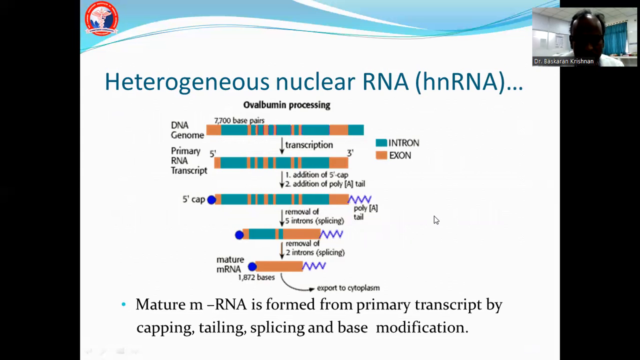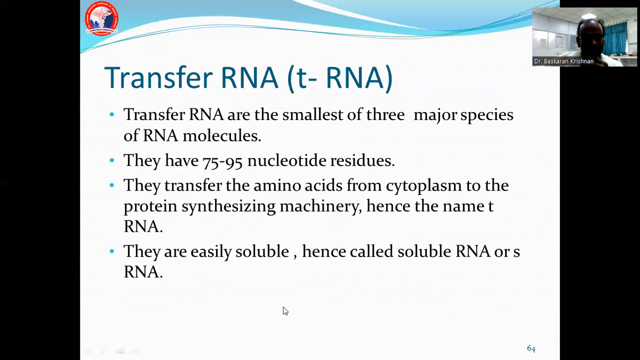Various processes, splicing, etc. It contains various introns, so these are removed, spliced to form the mature messenger RNA, which contains the codons for protein synthesis.